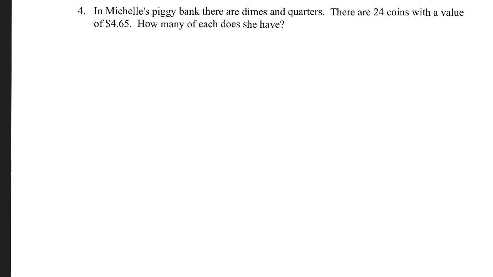Okay, we're back. So you read in Michelle's piggy bank, there are dimes and quarters. There are 24 coins with a value of $4.65. How many of each does she have? So let's start it off. We notice there's a statement, information about the quantity of coins. But we also know there's information about the value of coins.